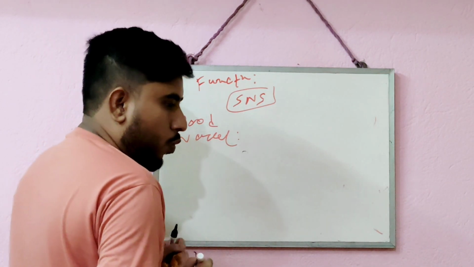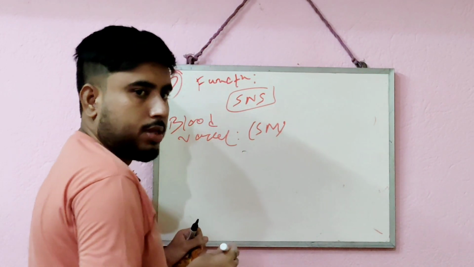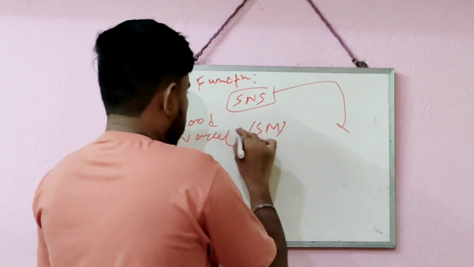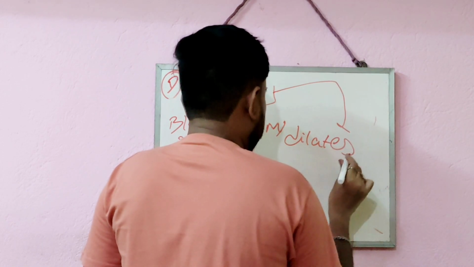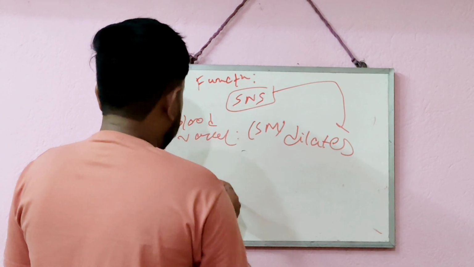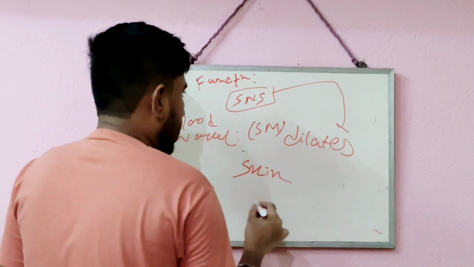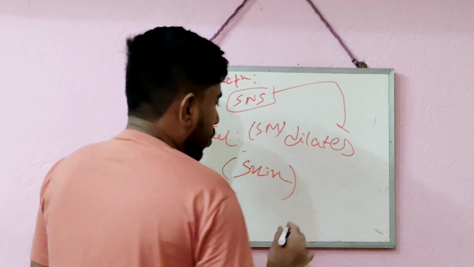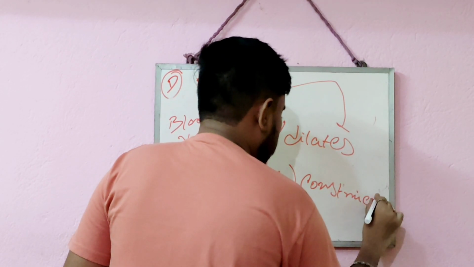In case of blood vessels present in skeletal muscle, the sympathetic nervous system will dilate the blood vessels present in the smooth muscle. But in case of blood vessels which are present in the skin, the sympathetic nervous system will constrict the blood vessels that are present in the skin.